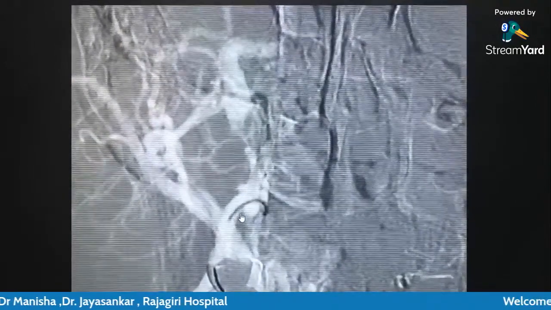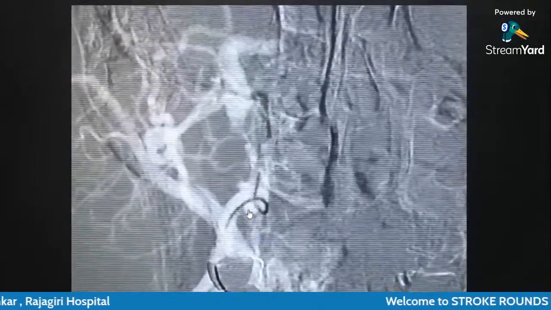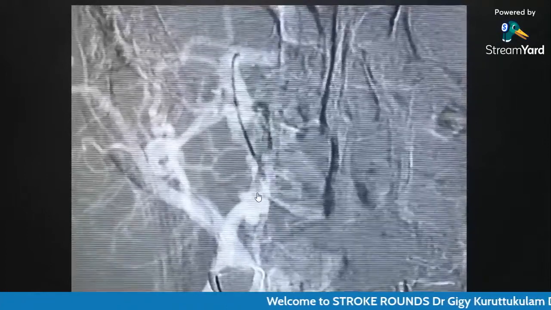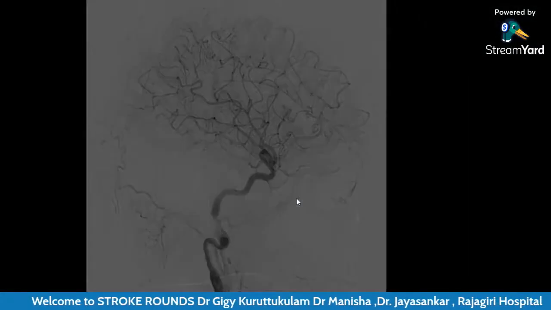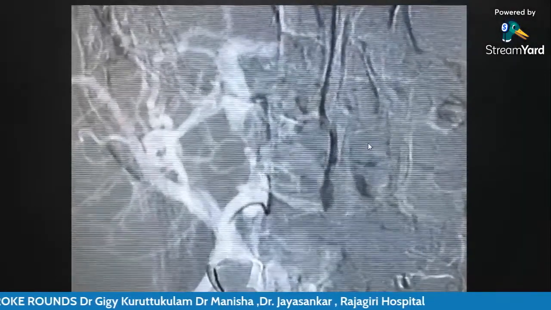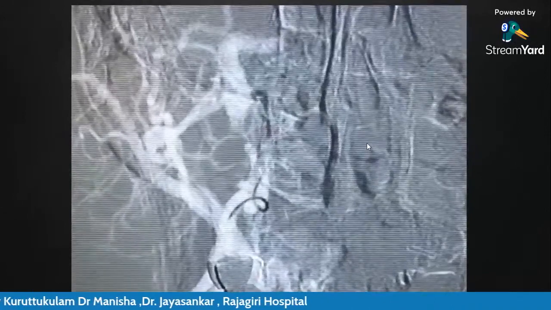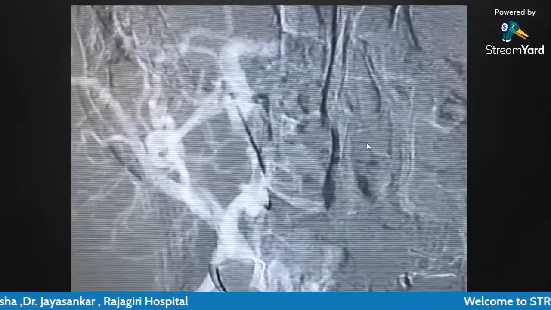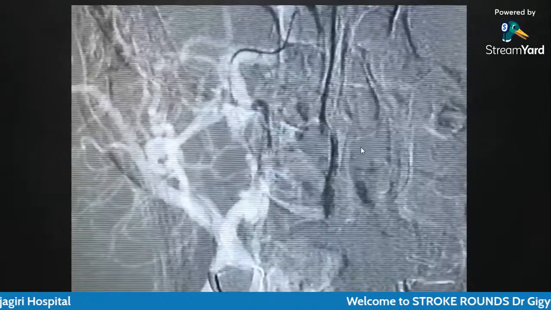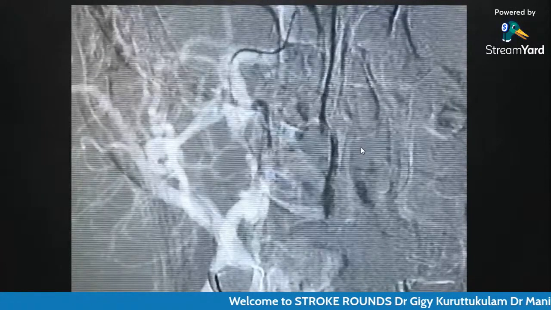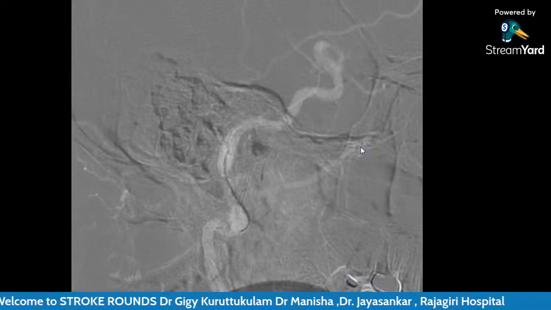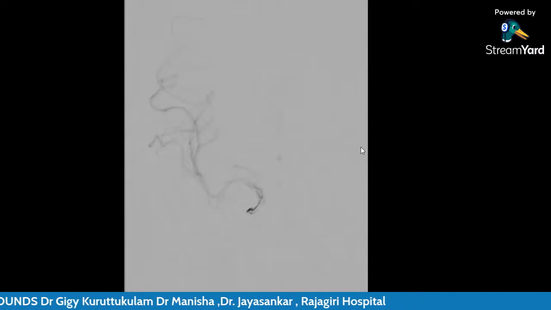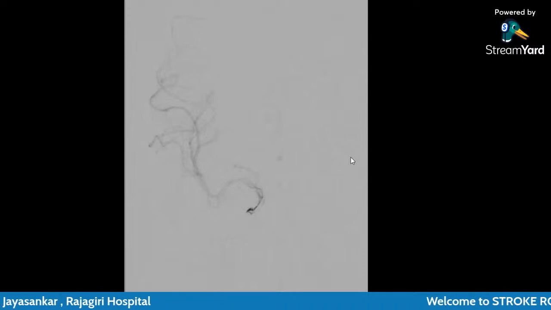A micro wire was attempted to be passed across the dissected segment. As you can see from this picture, it is usually very difficult to differentiate between the true lumen and the false lumen, and it takes some maneuvering to find the true lumen and negotiate the wire across the dissected segment. Once the wire is negotiated across, a microcatheter also was advanced into the middle cerebral artery, and the caliber of the middle cerebral artery was checked.